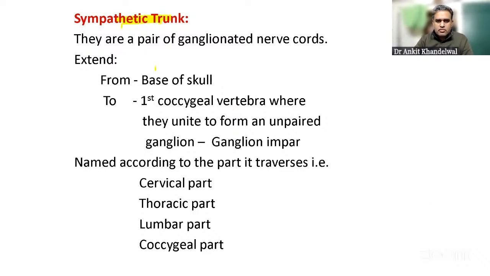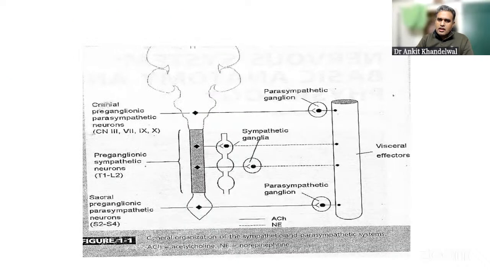The sympathetic trunk runs from the base of the skull to the coccygeal vertebrae. The output was T1 to L2, but actually the whole distribution is to the entire body, so it will run from here to here, divided into a few parts: cervical, thoracic, lumbar. We'll see more. And here's the difference again. These are the sort of images that you can actually make. The sympathetic ganglia, you can see, are very close to the spinal cord. And here are the parasympathetic ganglia. You can understand the basic difference.